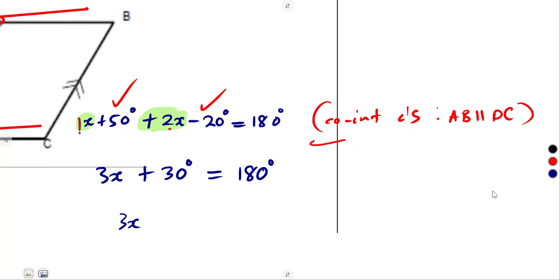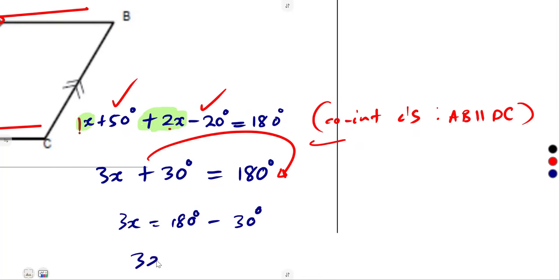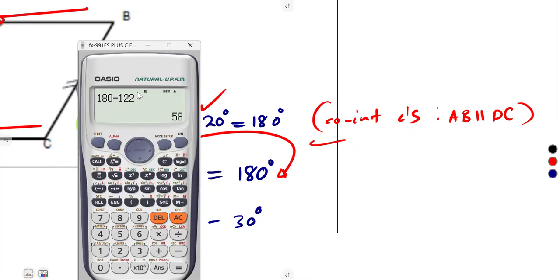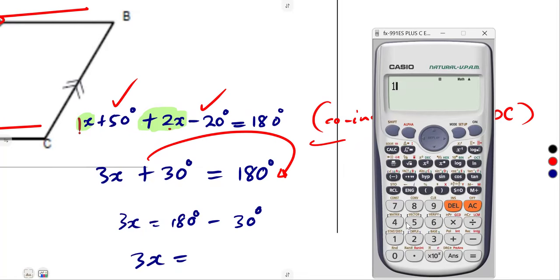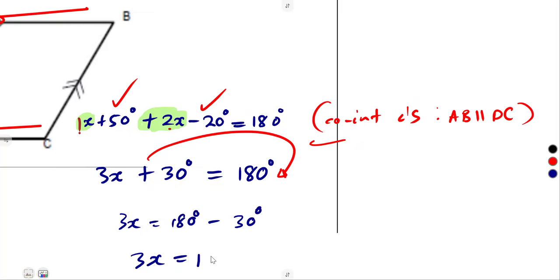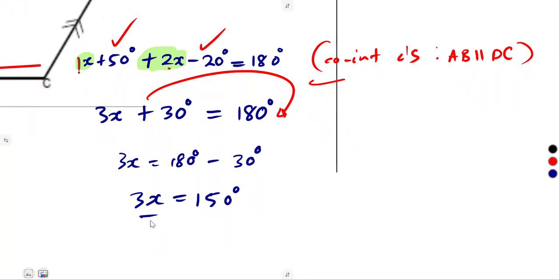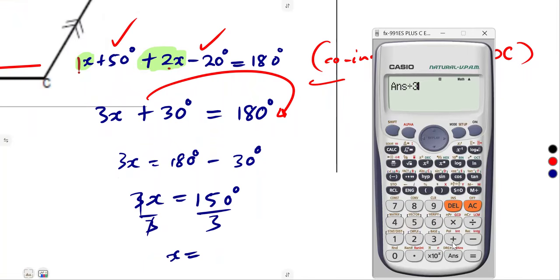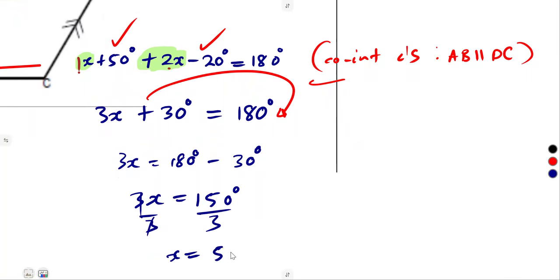So solving for x, we can take the 30 to the other side. It was going to be a negative there. That's 180 degrees minus 30. You can use your calculator, guys, for the sake of those who are not good with numbers. 180 minus 30, use your calculator. Do not even worry about that. That was going to give you 150 degrees. So dividing by 3, our x was going to give us 50 degrees. Divide by 3 like this. That is 50 degrees.